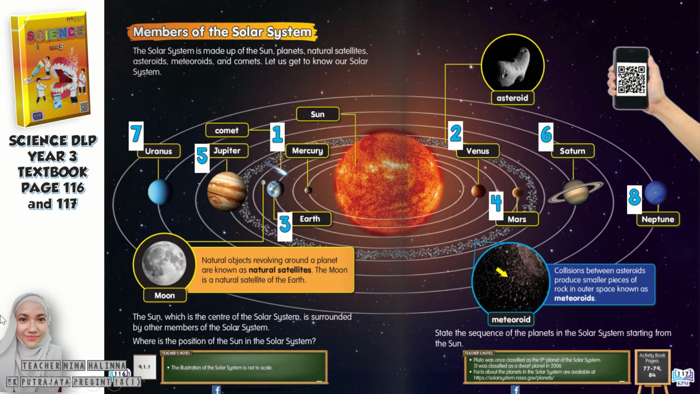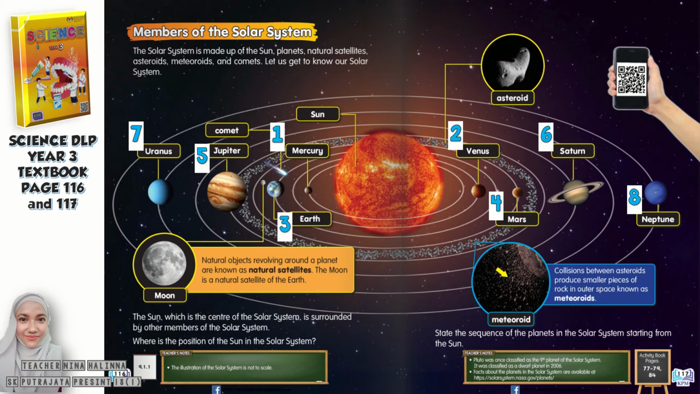So again, I hope you can remember that the moon or natural satellites are objects that revolve around a planet. Okay? So that means it follows the planet and just goes round and round a planet. Whereas a planet is actually revolving around the sun. So now, do you notice the difference? Natural satellites revolve around the planet, whereas a planet revolves around the sun. Okay.